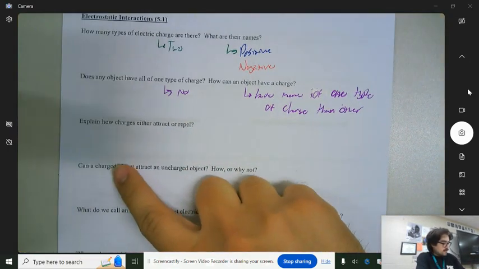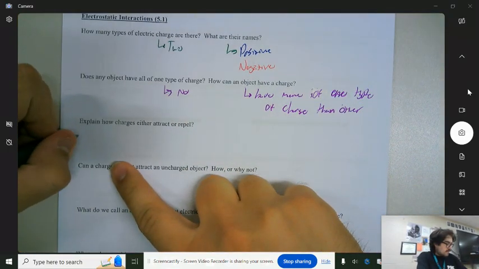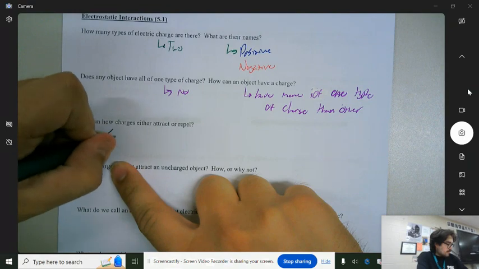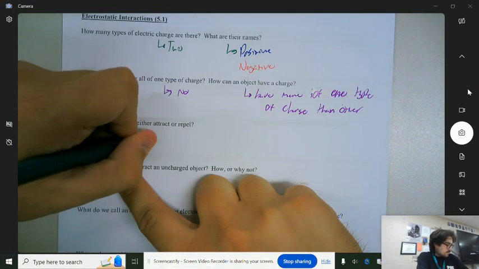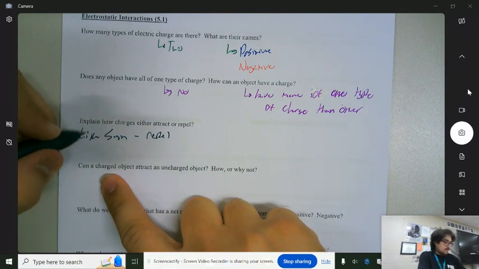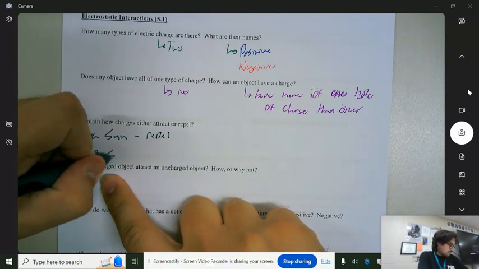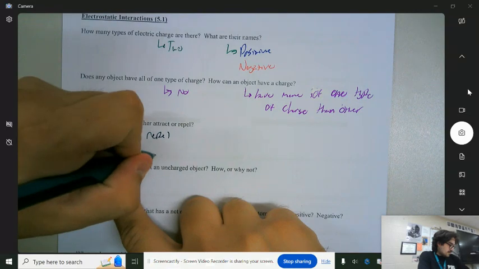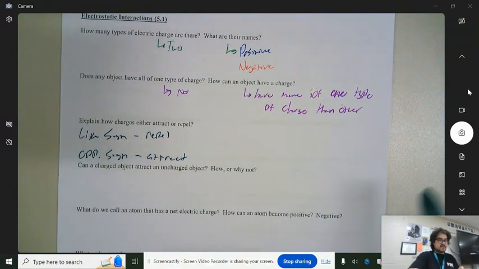Charges attract or repel. They repel if they have like sign, the same sign. But if they have the opposite sign, they attract. You've probably heard the saying opposites attract, okay?